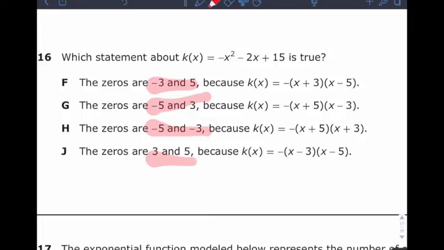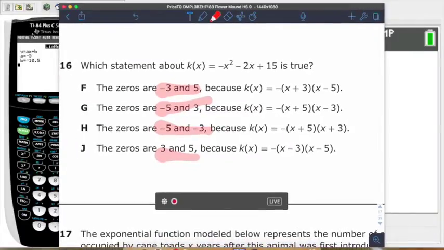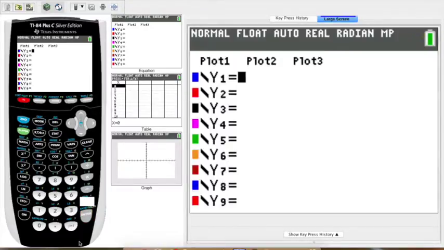Now, what gets weird is the negative out in front of the x squared. We need to technically factor that out, or undistribute the negative, first before we factor the problem. But I'm going to show you a little bit easier way, in my opinion. I'm going to type this equation into the graphing calculator. So I'm going to close out this real quick, pull up my graphing calculator, and start typing this in.